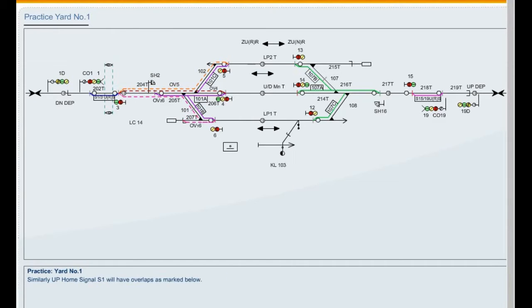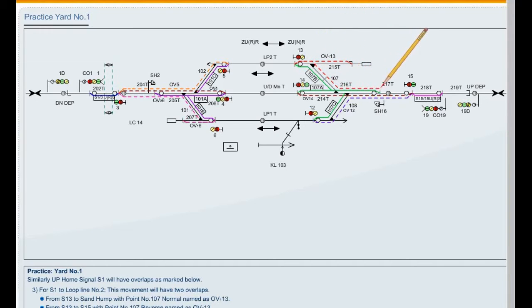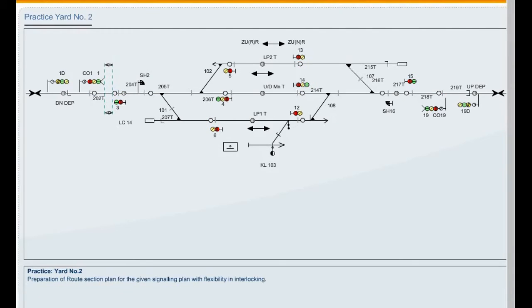Similarly, up home signal S1 will have overlaps as marked below. For S1 to main line, only one overlap from S14 to S15 named OV14. For S1 to loop line number 1, only one overlap from S12 to S15 named OV12. For S1 to loop line number 2, this movement will have 2 overlaps: from S13 to sand hump with point number 107 normal named OV113, and from S13 to S15 with point number 107 reverse named OV213.